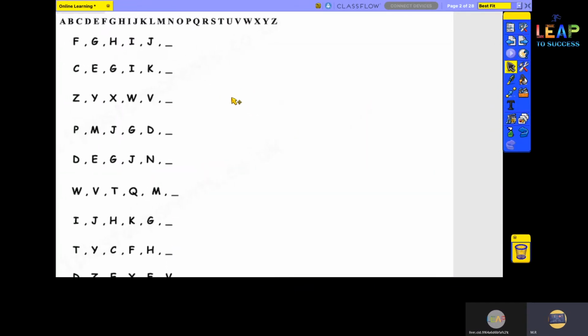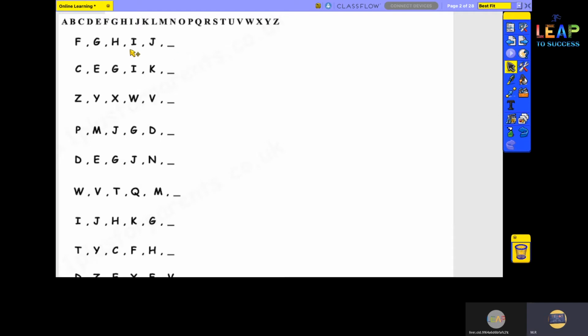Okay, in today's episode, we'll be looking at finding the missing letters to a sequence using the alphabet, which is given. All right, so let's have a look at some examples. Let's start with number 1. So we write it out here, and we'll see what we get.